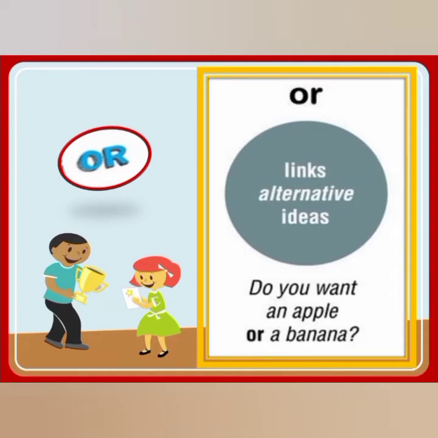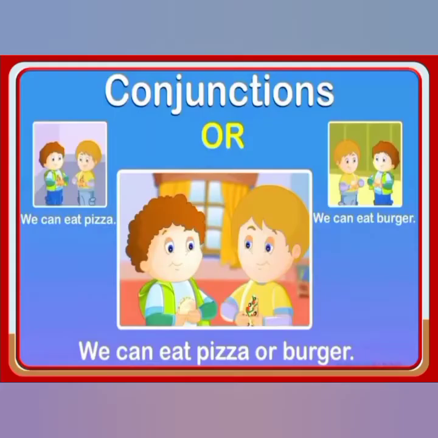Or helps us to link the alternative ideas, or we can say that it gives you a choice. Do you want an apple or a banana? So here I am giving you a choice. Like you people get the choice in your question papers also to choose any one question. There also or is written because a choice is given to you.